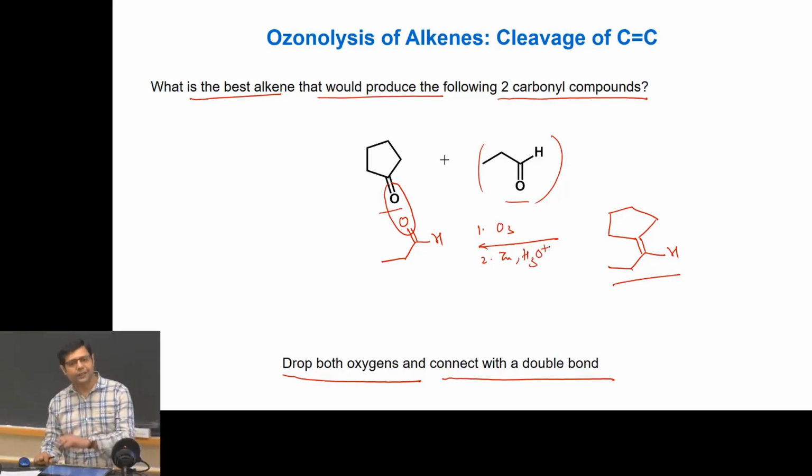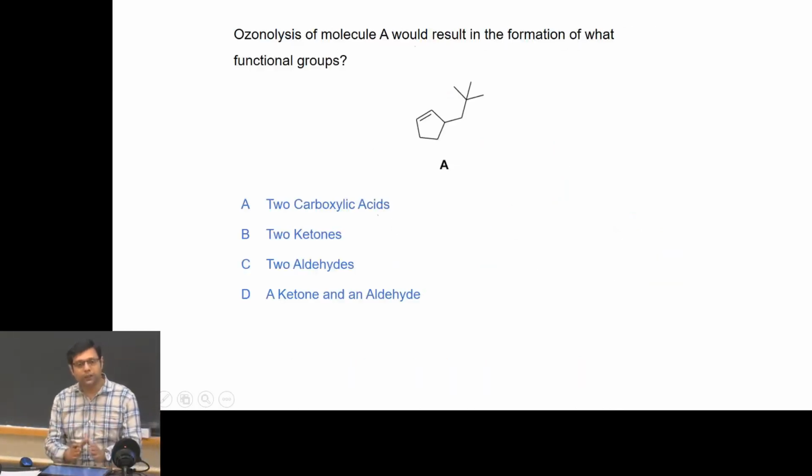All right. So as you can see, it's very straightforward to write the product of ozonolysis or figure out the reactant of ozonolysis. Remember, in ozonolysis, all you're doing is breaking the double bond and adding oxygens to the double bonded carbons. All right. Here is another question for you on ozonolysis. You can pause the lecture here to answer this question.